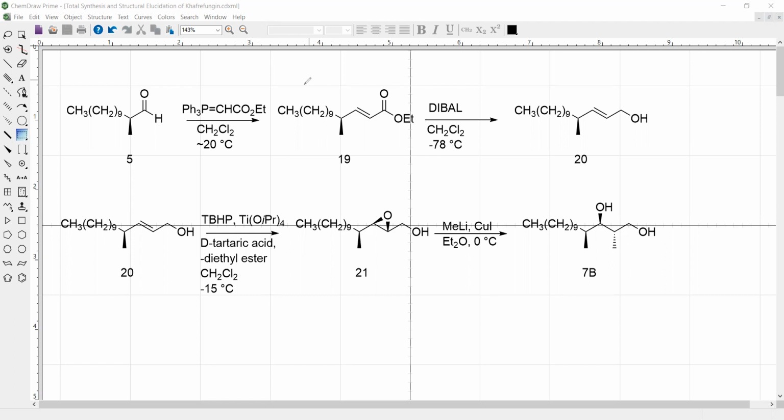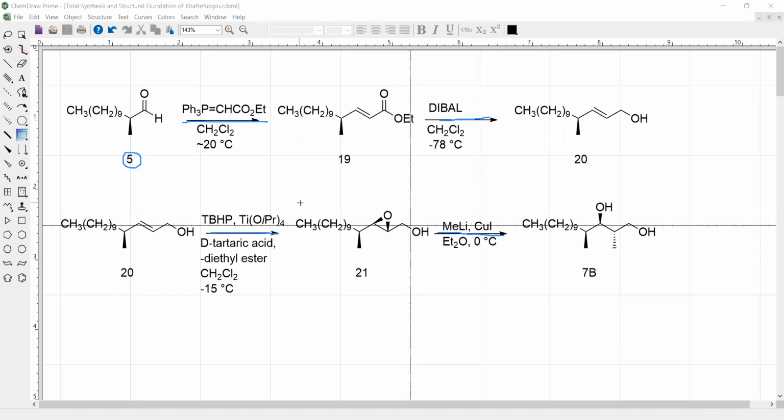Back to the reactions in this publication. As you can see, I've drawn out all the reaction schemes that I briefly talked about in the publication. So we have compound 5. We go through a Wittig, we do a reduction with diol, we do our Sharpless epoxidation, and then we do our Gilman reaction with our epoxide to make our diol.